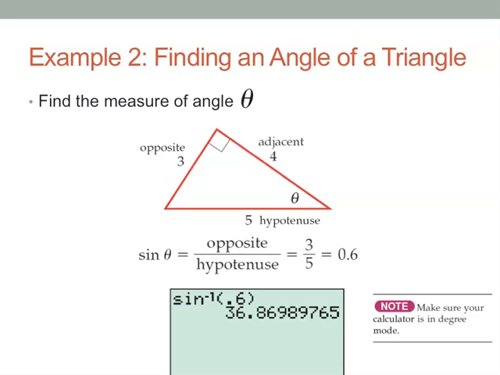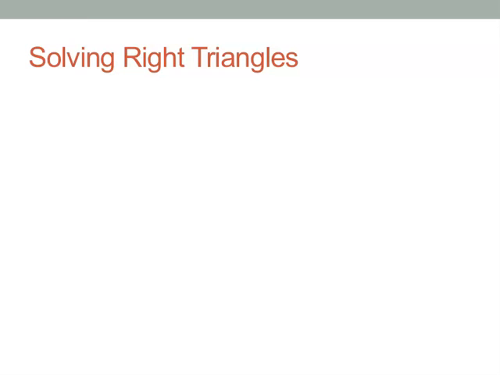Okay, let's get into what we call solving right triangles. So we've looked at two examples, one where you're trying to find the measure of a side, one where you're trying to find the measure of an angle. Now when you're asked to solve a right triangle, that means you are finding the measure of all the sides and angles.